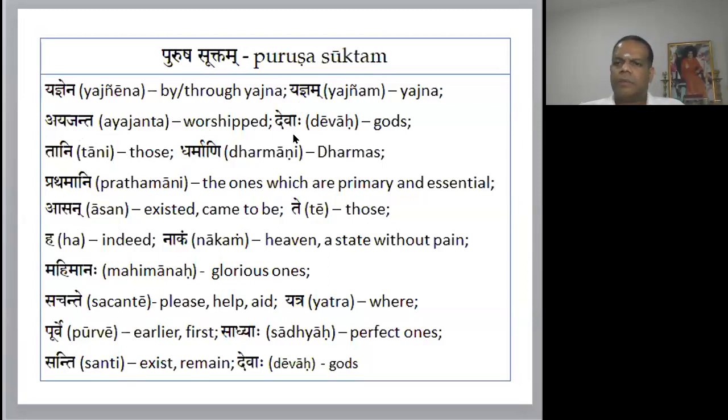Devaha, gods. Ayajanta, the gods worshipped. How did they worship? Through yajna, through worship. So the root yaj has appeared in three words. Yajna means generally to sacrifice, to offer something. Through the offering, they worshipped by offering. So everything in life, all worship, is actually offering something. The gods offered something, and through that they worshipped the Lord. Yajnena yajnam ayajanta deva.